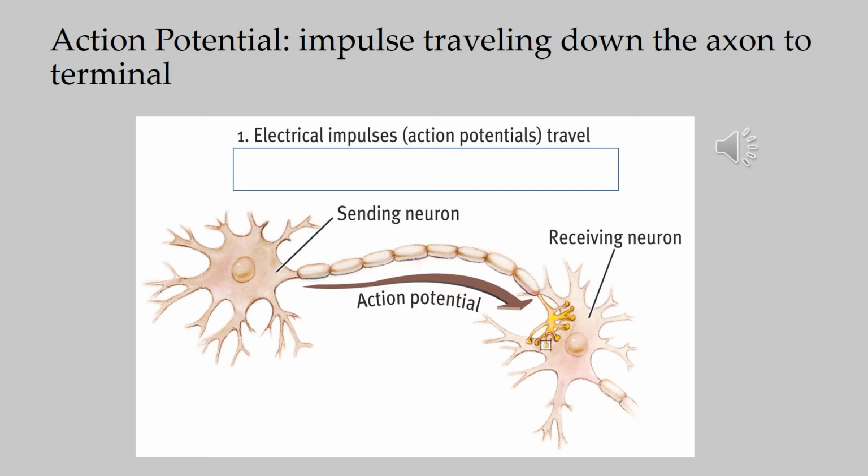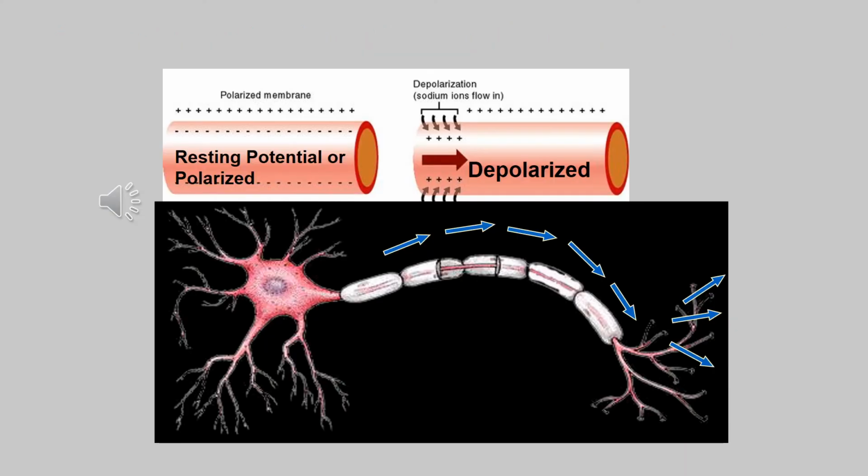The action potential refers to an active neuron, meaning the impulse is being sent down the axon. Here we would say the action potential is occurring. If the action potential is occurring, the cell is depolarized. When it's depolarized, positively charged sodium ions rush through the axon like a domino effect. When it is resting or inactive, it is considered polarized.